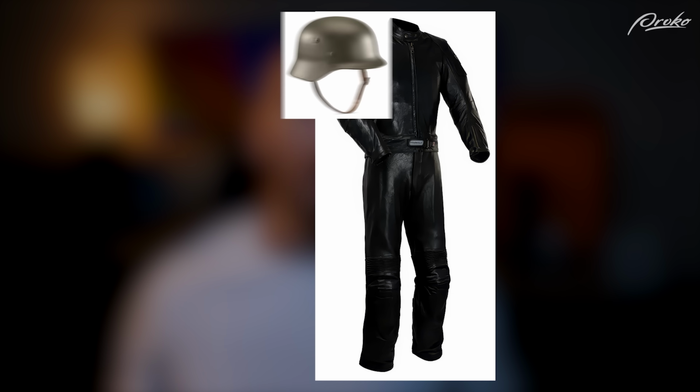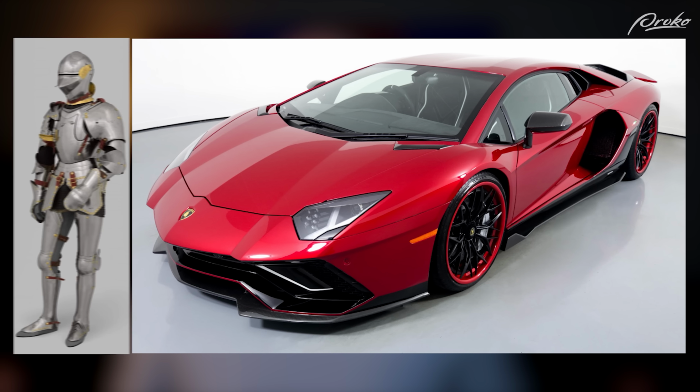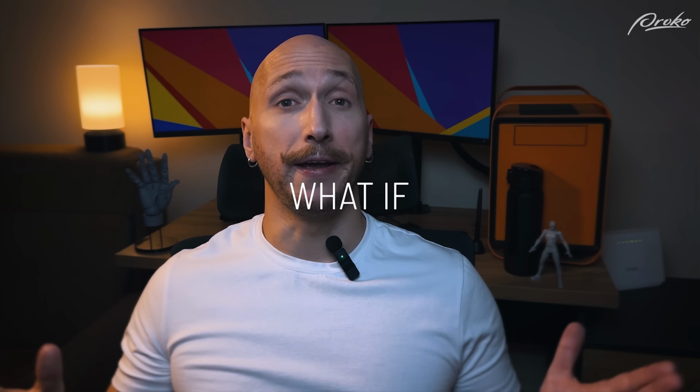This technique involves combining different objects, creatures, or elements to create new and unique designs. For example, what happens if you combine a motorcycle suit, a German helmet and a skull? That's right, you get Darth Vader. And what if you combine a spider and a tank? That's right, a spider tank. Or a sports car and knight's armor? You get that right.